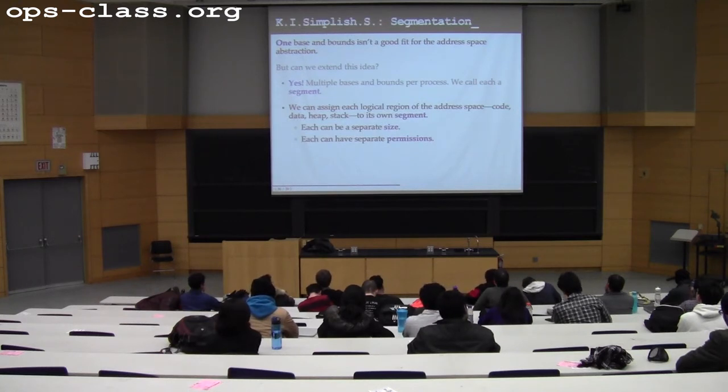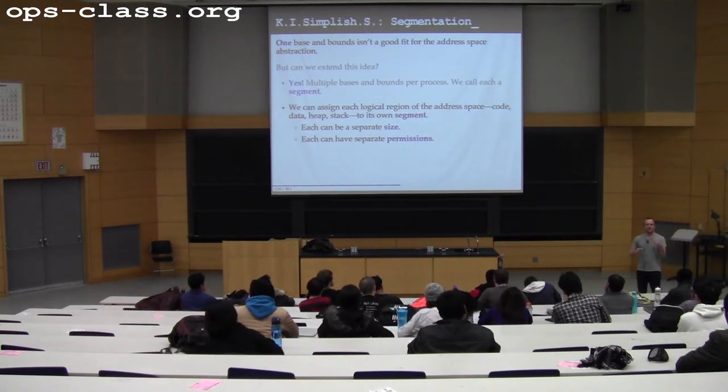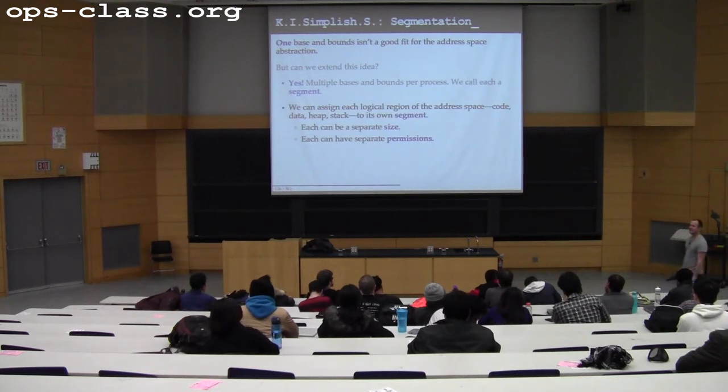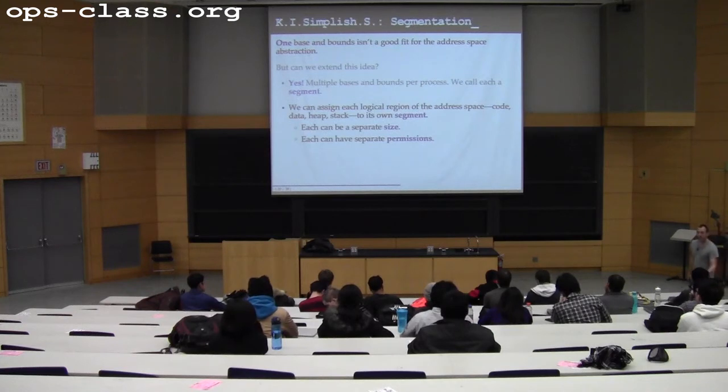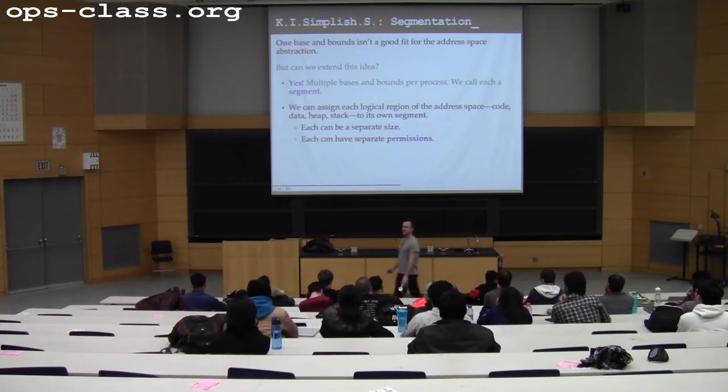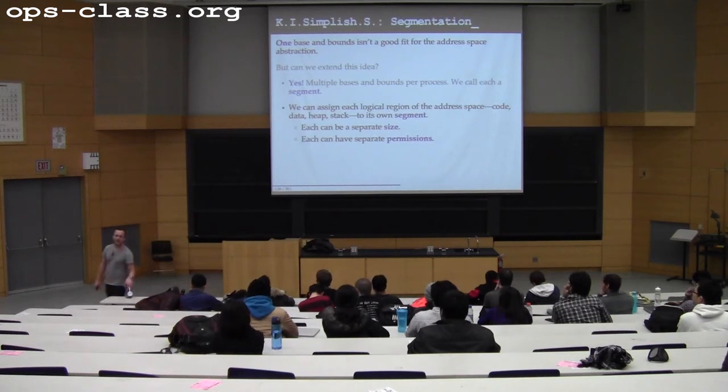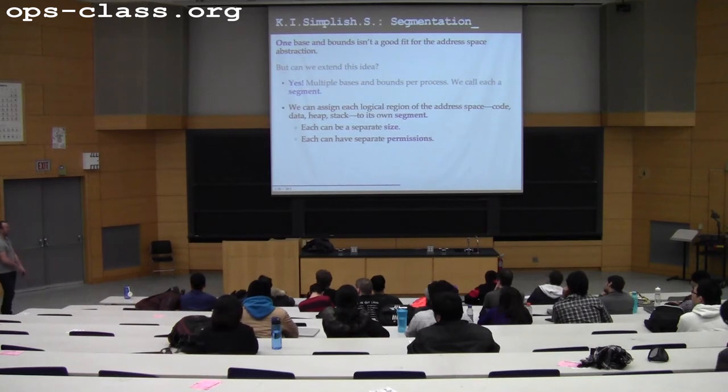So we can assign every logical region. We don't want to do this to too many regions, because if we do, there's a lot of chances that we're going to have to load new bases and bounds into the MMU at runtime. But instead, for each segment within the address space, I allocate a separate base and bounds. Every one can be a separate size. And I can also protect each one differently. So I could say, for example, that the code segment was read-only and executable, meaning that, sorry, you can't write your self-modifying code, which is a real thing, I'm sad to admit, but it protects that segment from accidental modifications by buggy code.